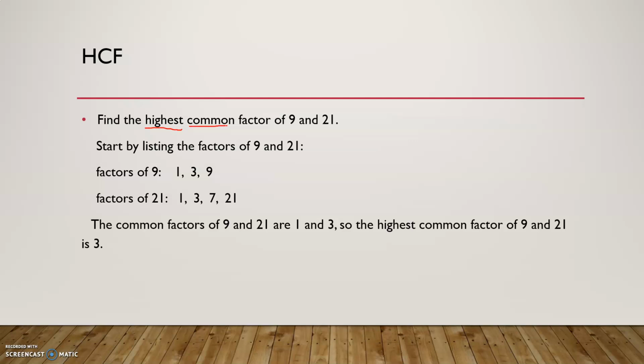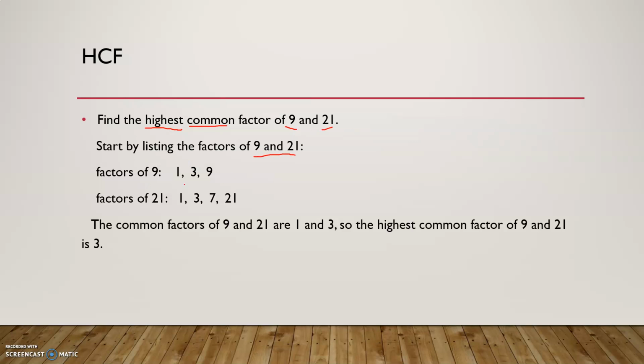So we've got two numbers, and out of these two numbers we'll have to look at the highest and common factor. So what we have to do is list the factors of both numbers. So we go 9 and 21.